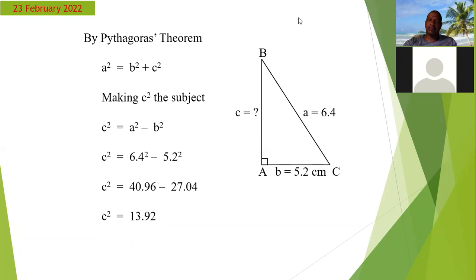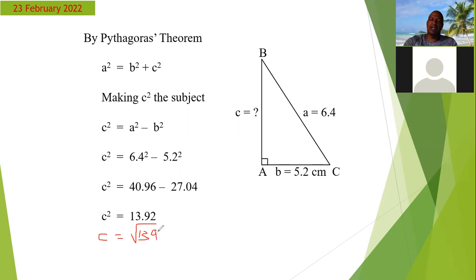Now to get rid of your square, there's two ways you can think of this. Just imagine that you bring this square over here and it turns into a square root. So you can think of it that way. So if you're thinking of it that way, the square above the C, we can now write C equals the square root of 13.92.